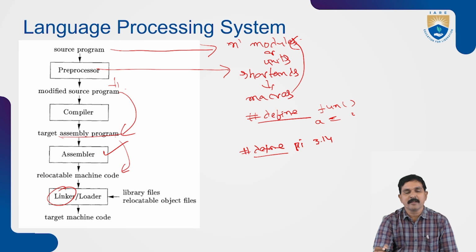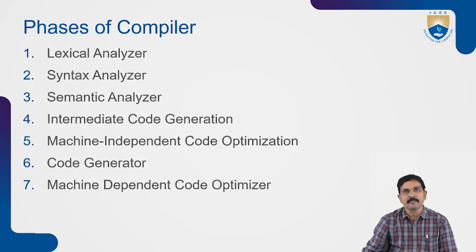The header files also have some other relocatable machine code that will be linked using the linker. Means you have to load whatever you require. We have to load that into the main memory. Again, you have to link your relocatable machine code to some other relocatable machine code. So finally, you are generating the target machine code. So this is, I think, the idea about the language processing system.